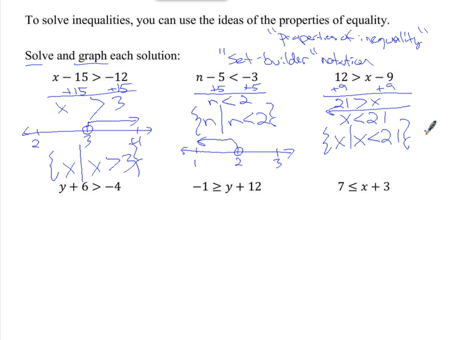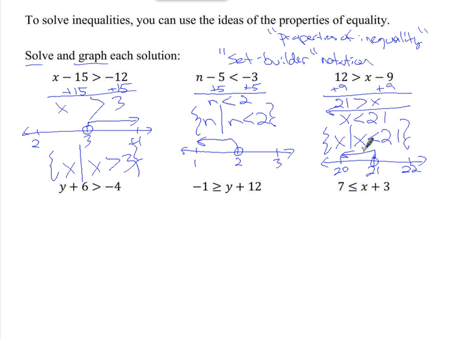And then we got to draw our graph. We put our 21 dead center, and maybe 20 here, and maybe 22 here. Maybe you put 0 and 40. It doesn't really matter. I need a dot, which is going to be open. And I need to go, it says x is less than, so I got to go that way.